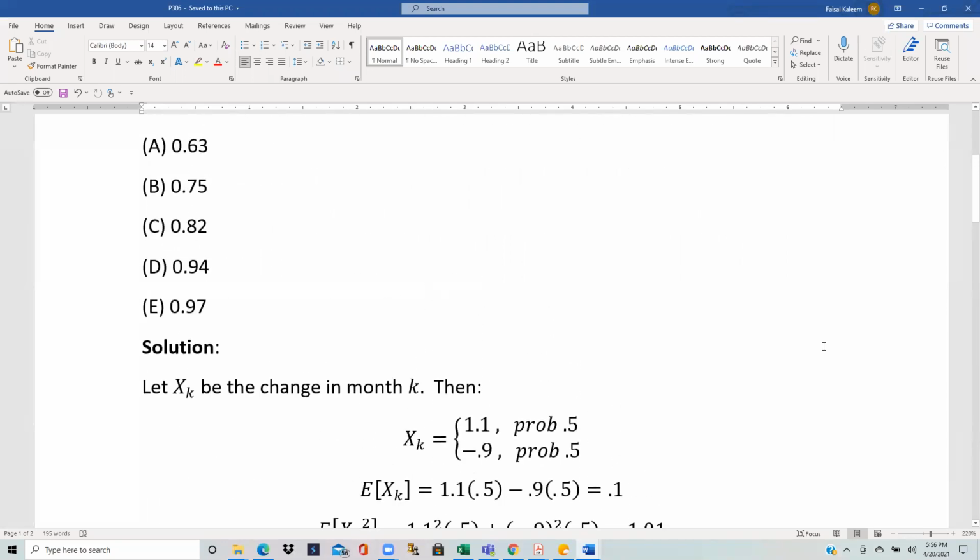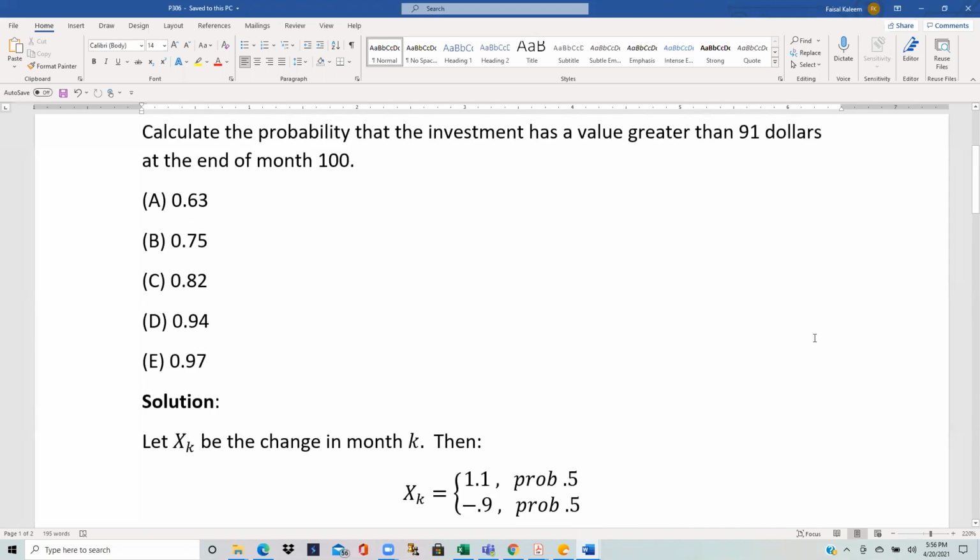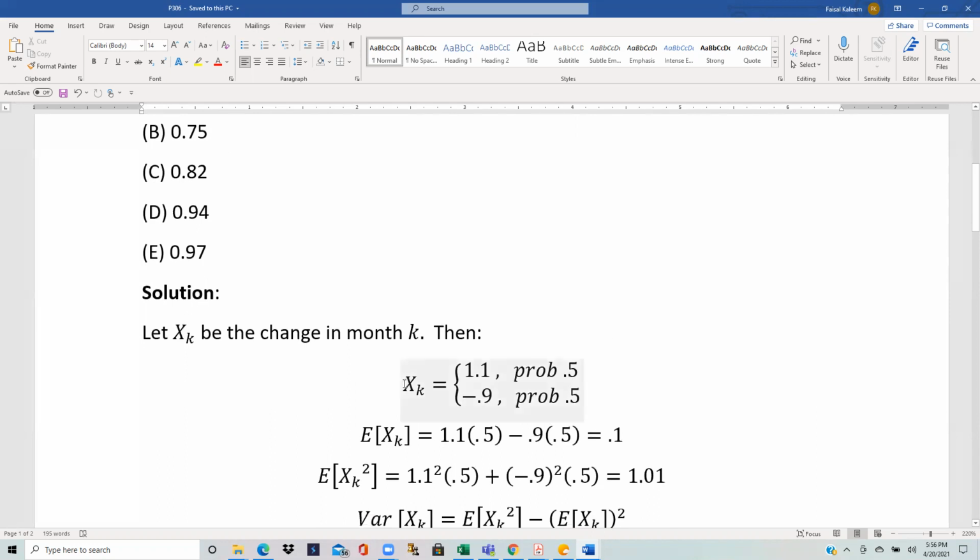So let xk be the change in month k. Then the change is an increase of 1.1 with probability 0.5, or a decrease of 0.9 with probability 0.5. So that's what we have about xk. And therefore, E of xk would be 1.1 times 0.5 plus negative 0.9 times 0.5 equals 0.1.